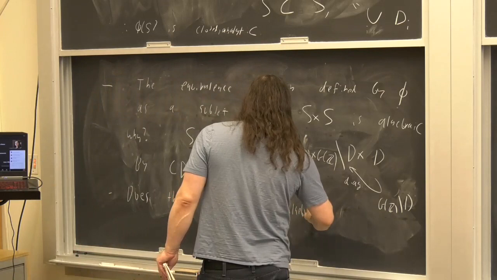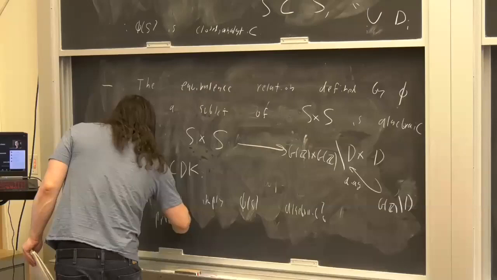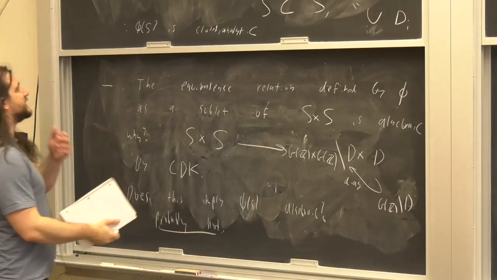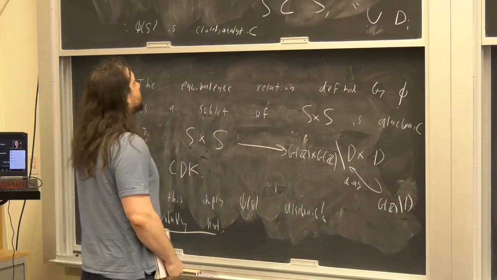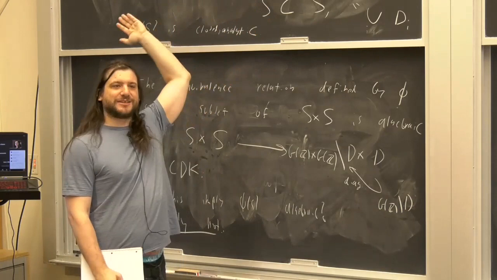Probably not. Now, it might seem like it obviously does because the image is constructible and such. The problem is that you're not mapping into an algebraic variety. If you were mapping into an algebraic variety, this would all be trivial.